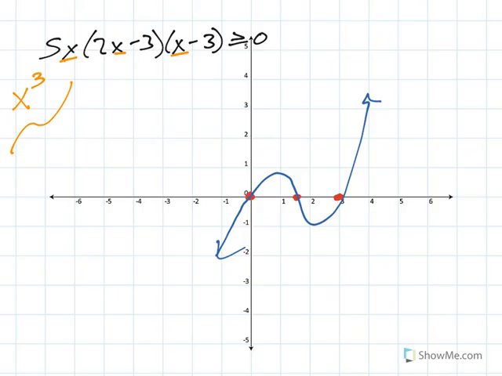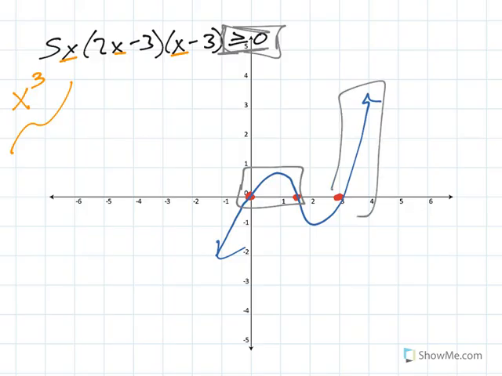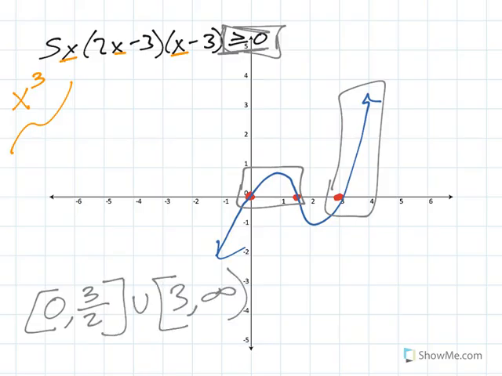If I graph that, and now I'm asking where this is greater than or equal to 0, that's where it's above the axis. So we could say from 0 to 3 halves, and then from 3 to infinity. Notice that I'm using brackets because we are equal to. Okay, that's one way to do it.